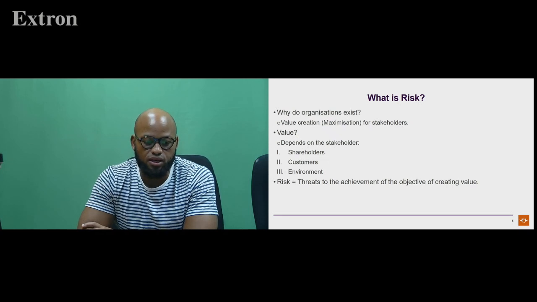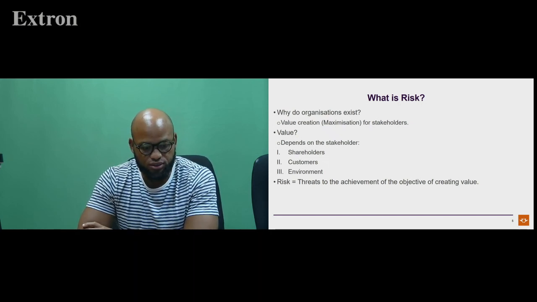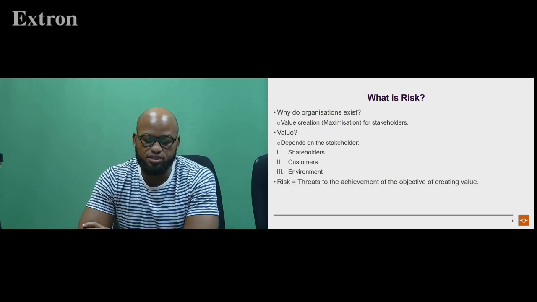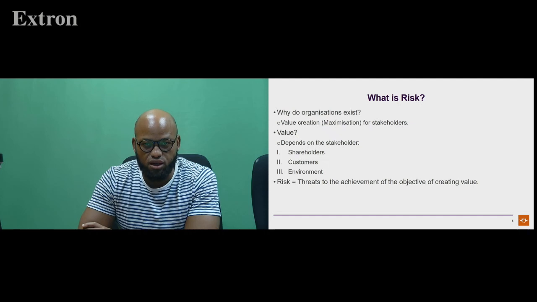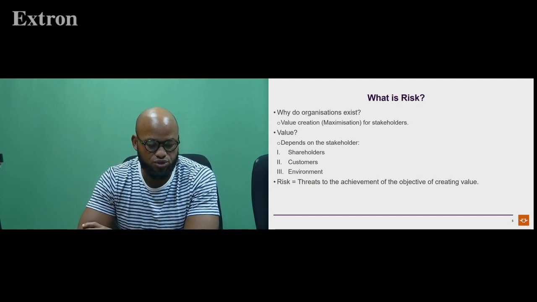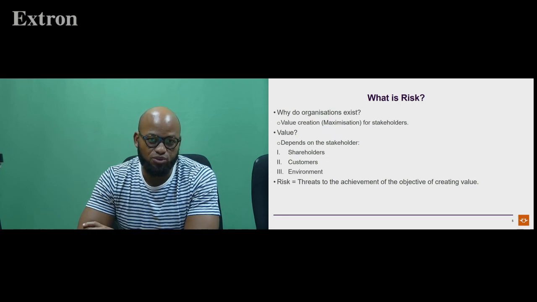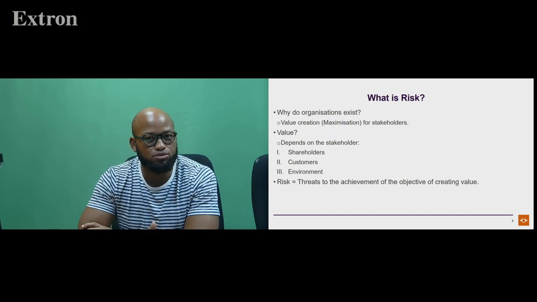Now, mind you, there are two concepts here that we need to break down. First of all, what do we mean when we speak about value? What is value and what is value creation? And then the other concept is stakeholders. What are we talking about when we speak about our stakeholders? Incidentally, the definition of value is linked to the stakeholder in question. So value will depend on the type of stakeholder that we're speaking about. Now, there are different types of stakeholders, as I'm sure you are familiar with.